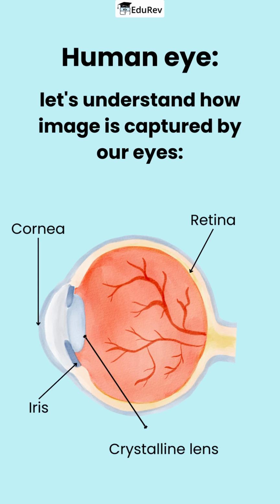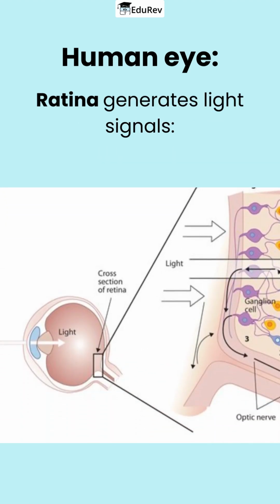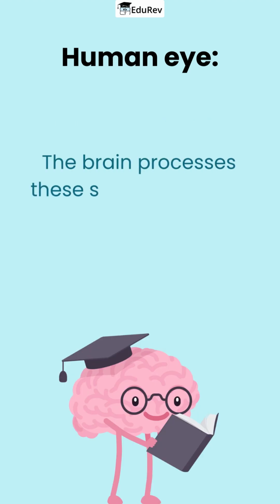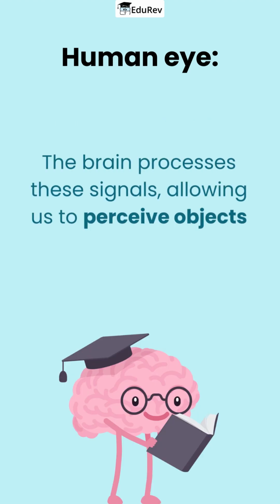Behind the cornea is the iris, a muscular diaphragm controlling pupil size to regulate the amount of light entering. The eye lens forms an inverted real image on the retina, a light-sensitive membrane. Light-sensitive cells in the retina generate electrical signals upon illumination and send them to the brain via the optic nerves. The brain processes these signals, allowing us to perceive objects as they truly are.